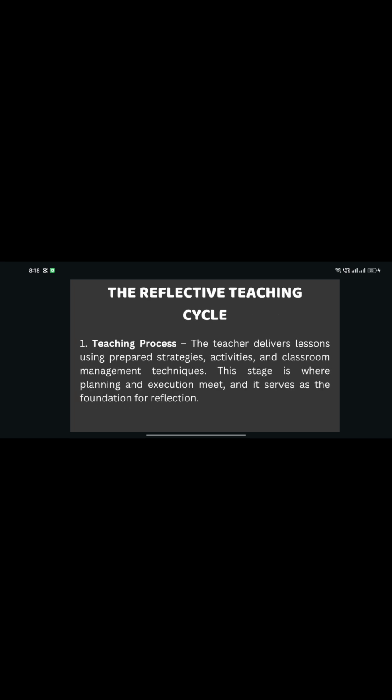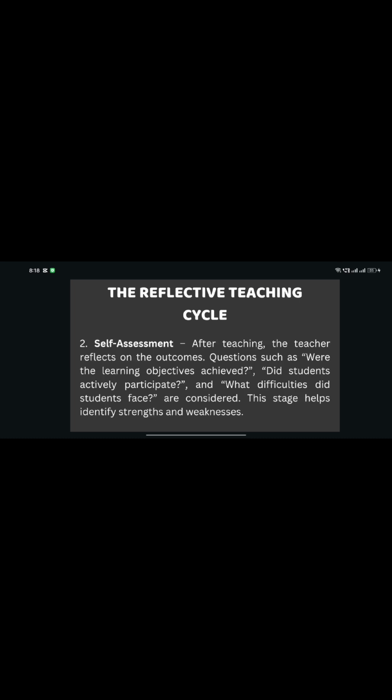So the first one is teaching process. The teacher delivers the lesson using prepared strategies and classroom techniques. So this is where teaching happens. The second one is self-assessment. So after the lesson, the teacher reflects on what happened. Questions like, were the objectives achieved, or did students participate actively, help identify what went well or not.